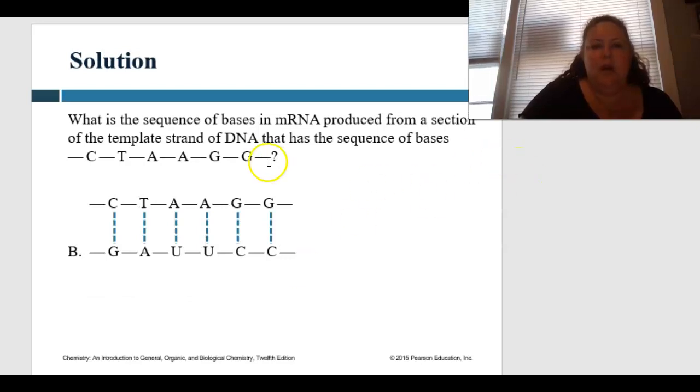Okay, so remember, template strand is step 2, messenger RNA is step 3. In between each step, it's complementary and antiparallel, so we are going to match everything that we see. So that C will match with a G, the T with an A with a U because we're going to messenger RNA, A to a U, G to a C, and G to a C. All right, great job, you guys.